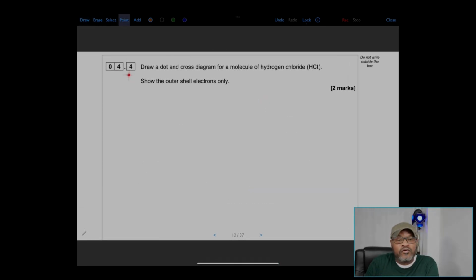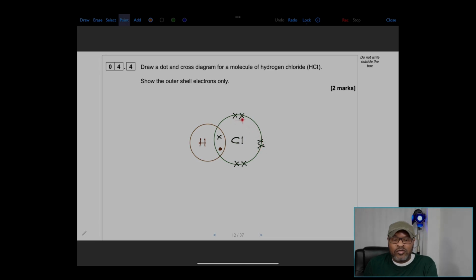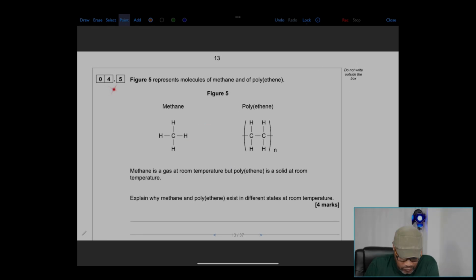Question 4.4. Draw a dot and cross diagram for a molecule of hydrogen chloride, HCl. Show the outer shell electrons only. So we are looking to draw this one here. Hydrogen has 1 electron in the outer shell. Chlorine is in group 7, so it's got 7 electrons in the outer shell: 1, 2, 3, 4, 5, 6, 7. So 1 electron from chlorine and 1 from hydrogen form a bond, and that's the structure of the dot and cross diagram for HCl.